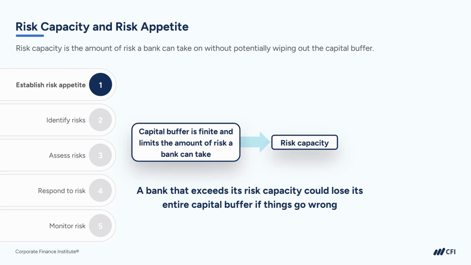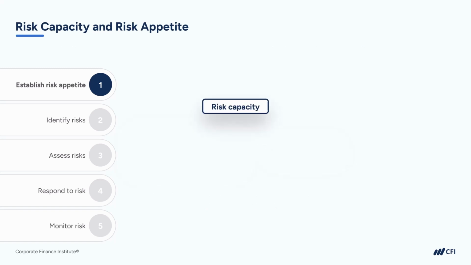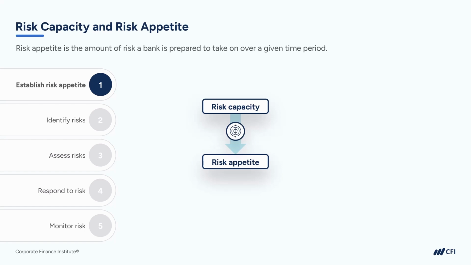Once a bank knows its risk capacity, it can define its risk appetite, which is the amount of risk they are prepared to take on over a given time period. Determining risk appetite is all about deciding which risks are acceptable and which risks are not. Risk appetite is not a single fixed concept. It can be different for different risks, as well as different for the same risks at different times.